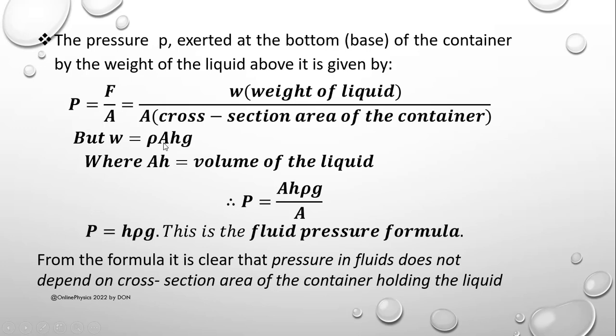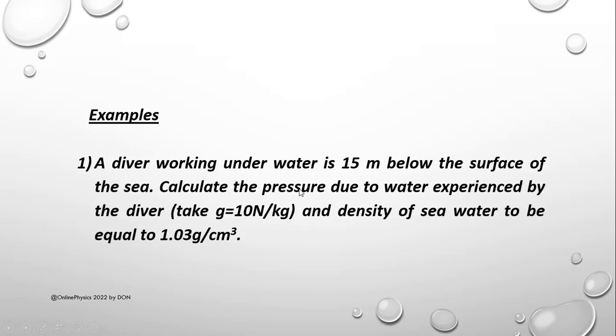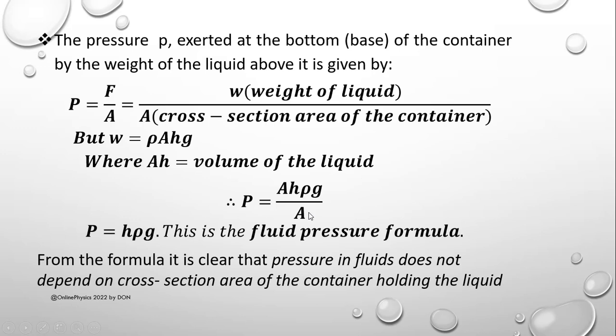So volume times density times g will give us weight. So we substitute in this formula pressure is equal to force over area, where now we have A h rho g over A, whereby we said over area. So this area and area will cancel out. Then we have pressure in liquids is equal to height times density times g. Now this is the fluid pressure formula.